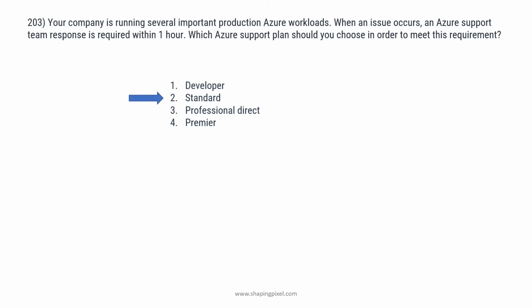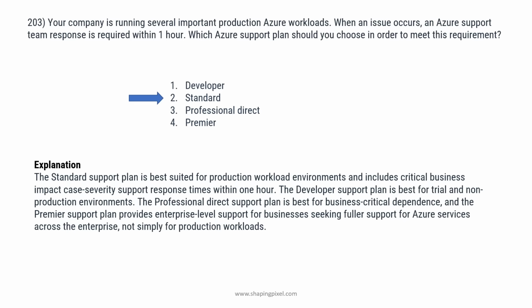So the right answer is option 2, Standard. The standard support plan is best suited for production workloads environments and includes critical business impact, case severity, support response times within 1 hour. The developer support plan is best for trial and non-production environments. The professional direct support plan is best for business critical dependence. And the premier support plan provides enterprise level support for businesses seeking fuller support for Azure services across the enterprise, not simply for production workloads.